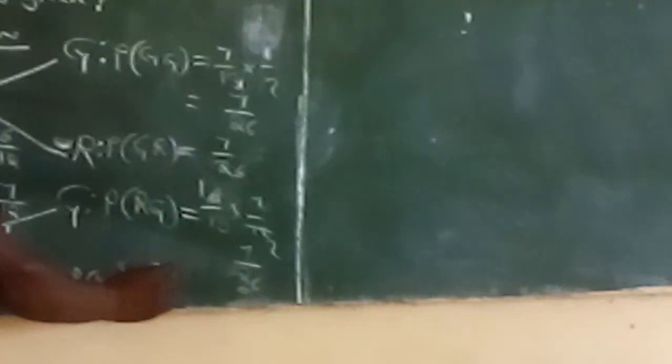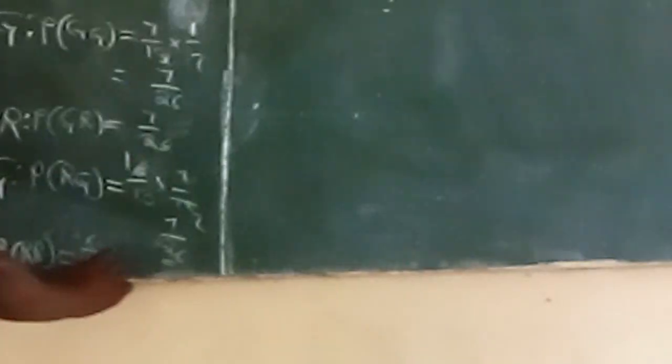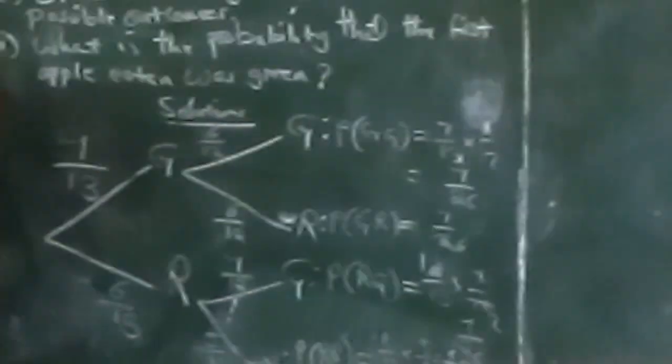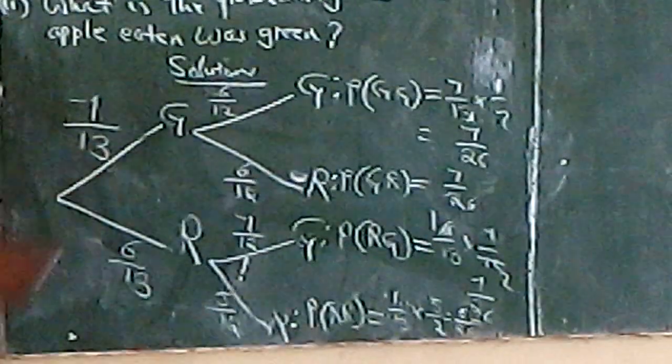So that will be 6 out of 13, times 5 out of 12. Observe, diagonally we're going to have half. Then you can multiply 1 times 5, that is 5, out of 13 times 2, that's 26. So 5 out of 26. Very good. This is what we have there.